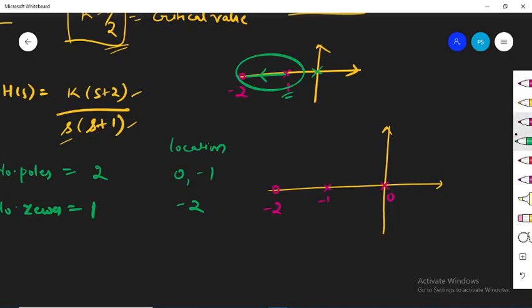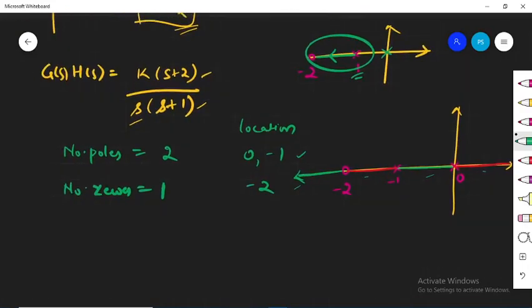Marking the green and red territory, you can easily understand that in this territory no root locus will lie, but in this territory root locus will lie, and again in this territory it won't lie, but beyond this the root locus will be present. So the root locus will be present on the real axis in the green zones, but the red zones cannot have root locus on the real axis. That's important.